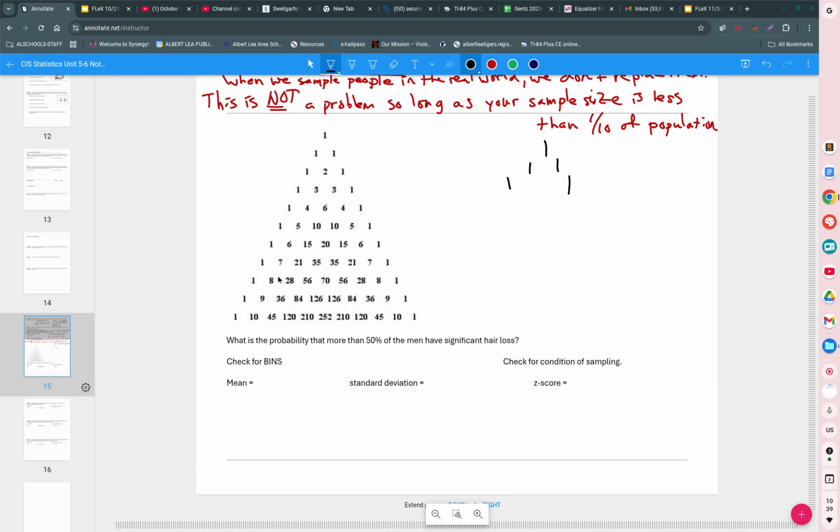So 1 plus 1 is 2. You put a 1 and a 1. 1 plus 2 is 3, and 2 plus 1 is 3. Put down a 1 and a 1. 1 plus 3 is 4. 3 plus 3 is 6. 3 plus 1 is 4. And we like to use that for a certain piece of mathematics.